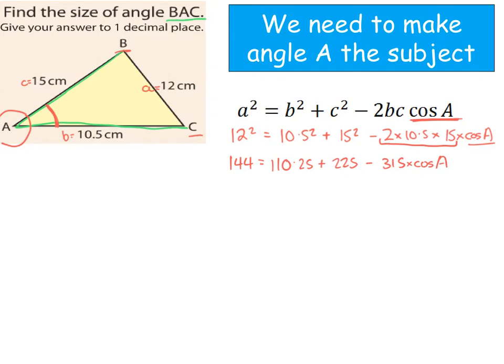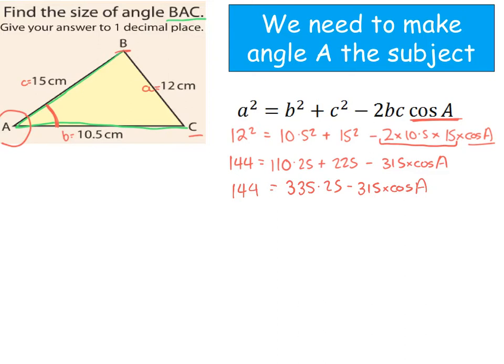So I could work this bit out here. So 110.25 add 225 would be 335.25. And then what a lot of people do, which you can't actually do here, is to then do 335.25, take away 315. You can't do that because the 315 is multiplying the cos of A. We're using BIDMAS here, so you must multiply first and then you would do the subtraction. So it's 315 times cos of A, and then you would subtract the answer from 335.25.